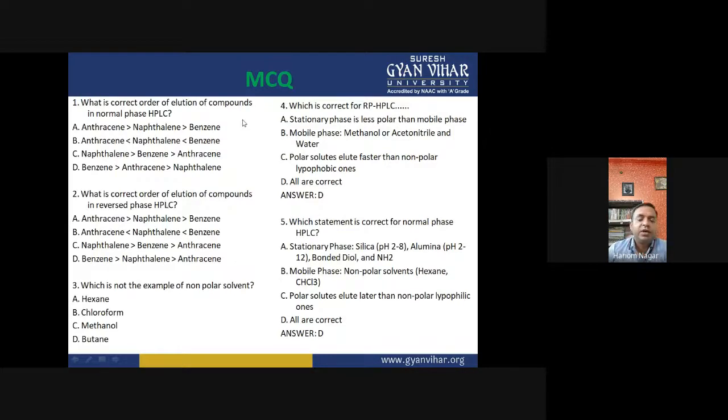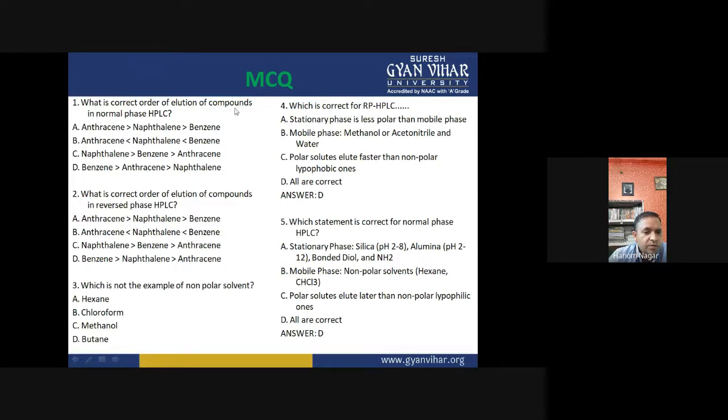Now the multiple-choice question and answer session. The first question is: what is the correct order of elution of compounds in normal phase HPLC? If we have benzene, naphthalene and anthracene, which compound will elute faster and which will elute later? So what will be the correct order?